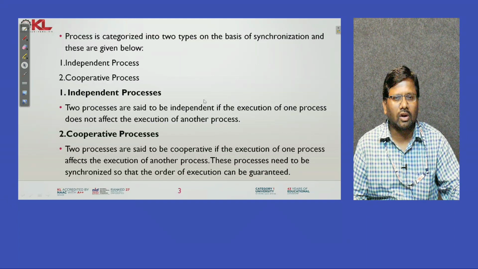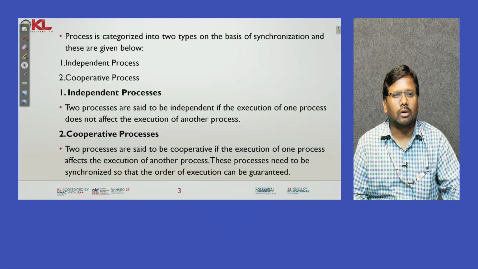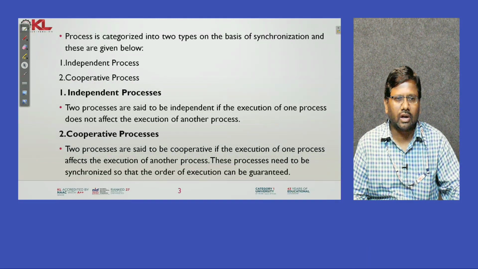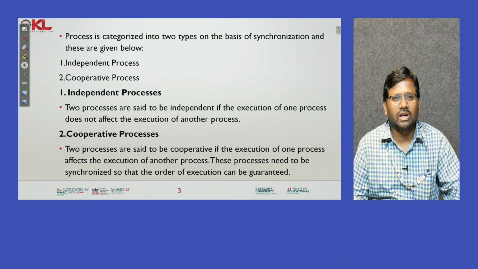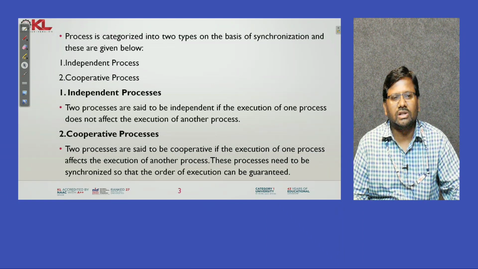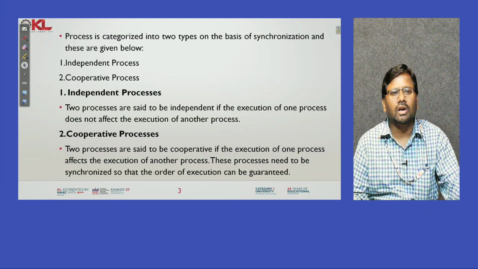We can categorize processes on the concept of synchronization into two types: independent and cooperative processes. What is an independent process? When two processes are running and the output or running of one process does not affect the other, those are independent processes. When the execution of one process affects the execution of another process, we term such processes cooperative processes. This is the classification of processes based on synchronization.